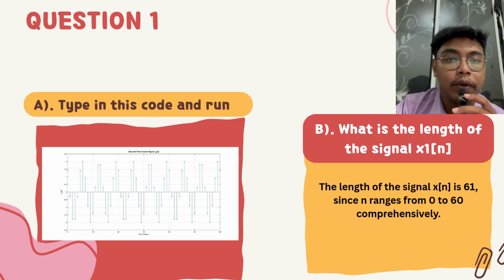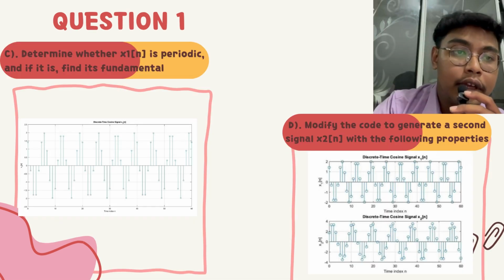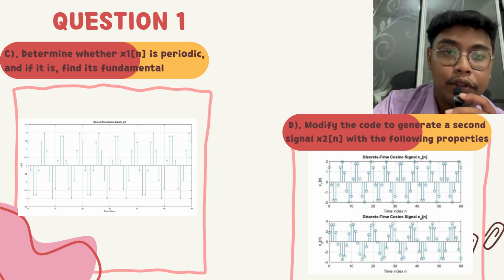Basically, question 1 requires generating a discrete time signal graph. The length of the signal x[n] is 61 since n ranges from 0 to 60 inclusive. It is then required to compare the first graph x1[n] and the second graph x2[n].